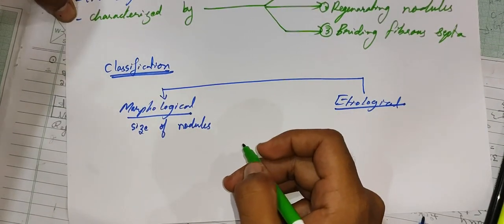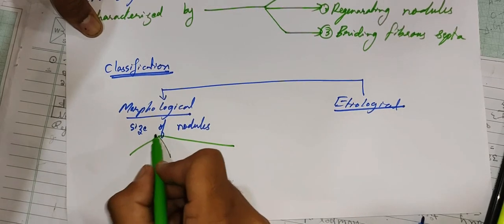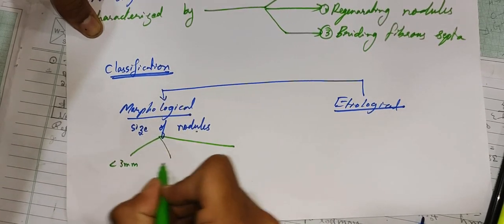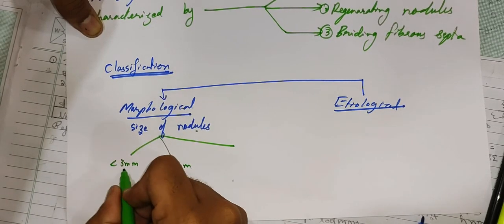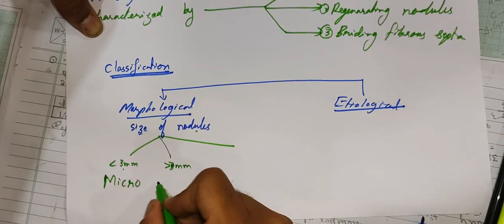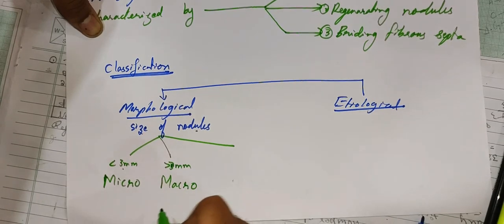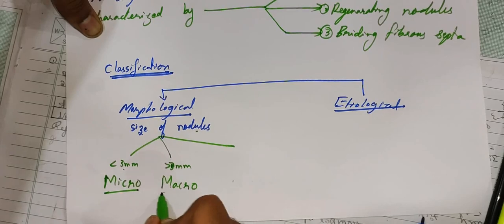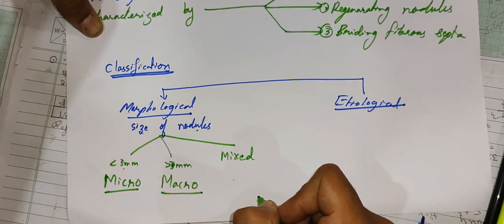In morphological classification, it is of 3 types. If the size of nodules is less than 3 mm, it is known as micronodular cirrhosis. If it is greater than 3 mm, it is known as macronodular cirrhosis. Suppose that the cirrhotic liver consists of both micro and macro, that is known as mixed nodular cirrhosis.